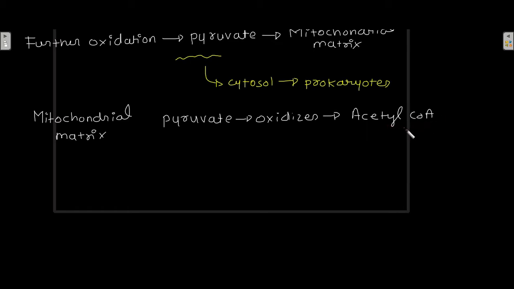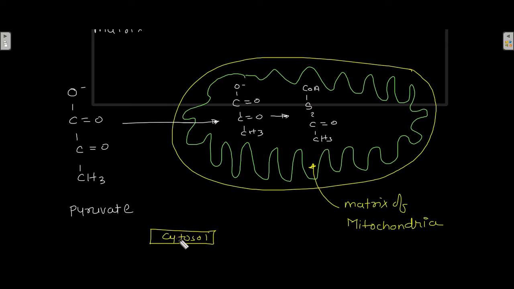Acetyl coenzyme A is produced by the oxidation of pyruvate, and the formation of acetyl coenzyme A takes place in the mitochondrial matrix. So this is how it looks. In cytosol you have pyruvate. That pyruvate goes into the matrix of mitochondria, where it gets converted into acetyl coenzyme A. This is acetyl coenzyme A, and this is happening in the matrix of mitochondria.